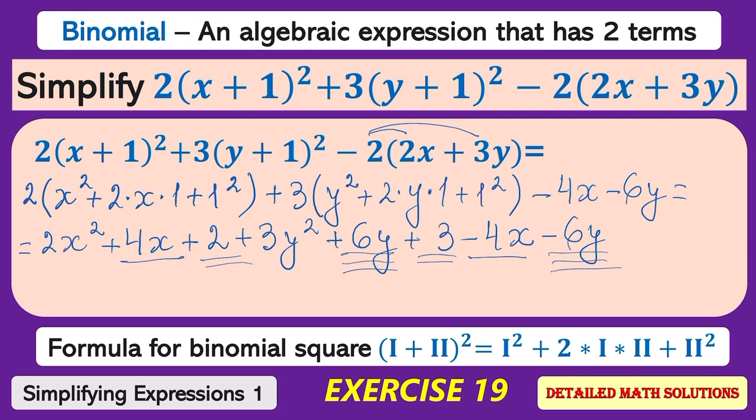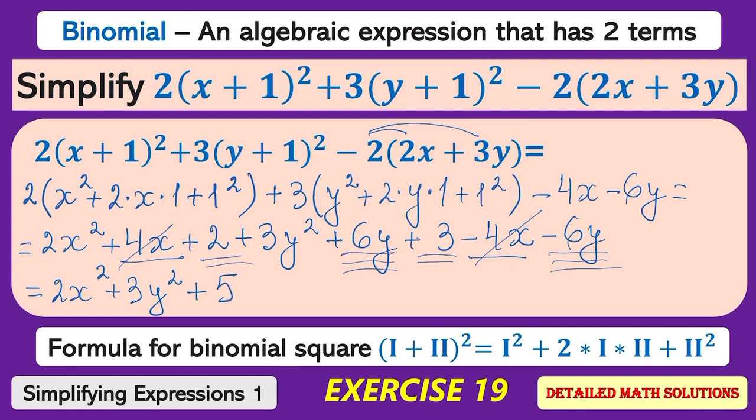Now 4x and minus 4x is the same term with opposite sign. Therefore, when I add them, its sum equals 0, or they cancel out. Then I have 2 plus 3, which is 5. I'm going to write the terms now. 2x squared plus 3y squared plus 5.